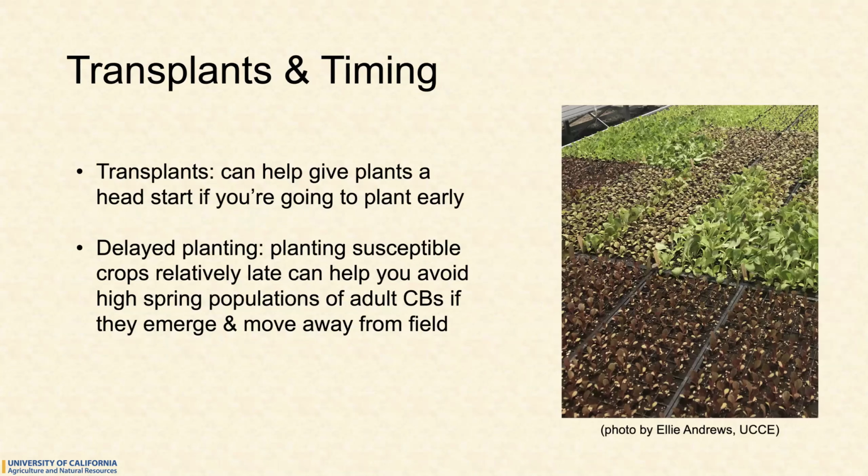Another strategy to consider is transplants and timing. Transplants can help give plants a head start if you're going to plant early. On the other hand, you can think about delayed planting timing. Maybe you might want to plant susceptible crops relatively late to help avoid high spring populations of adult cucumber beetles if they emerge and move away from your field. So if you think you have a lot on site, and you think they're going to be emerging in the spring, you can play with timing and experiment and see if you're able to avoid some damage that way.